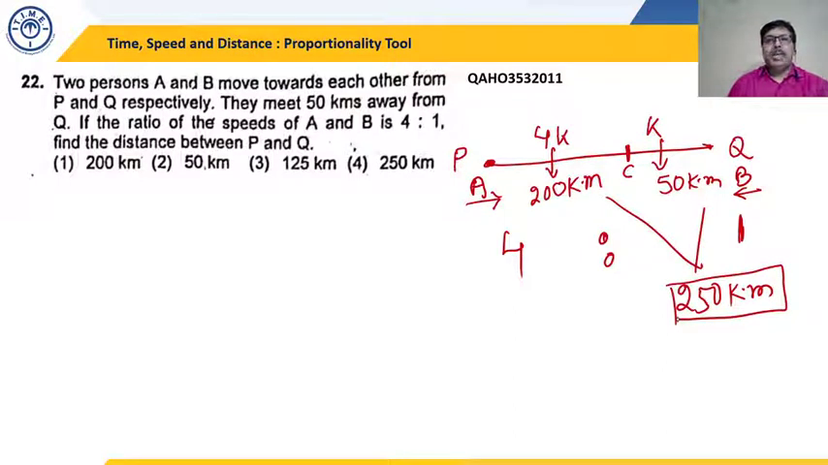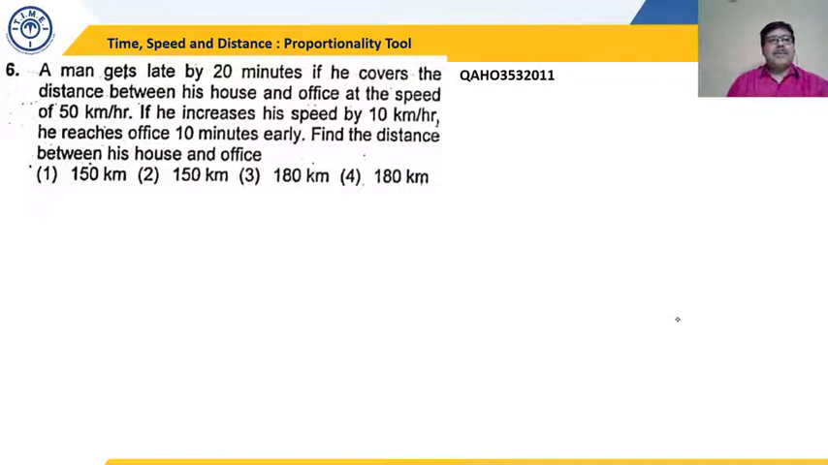Which concept am I using? If time is constant, then the ratio of distance is equal to the ratio of speed. All right. Now, look at this question. A man gets late by 20 minutes. This is question number 6 from your QAHO 3532011 handout.